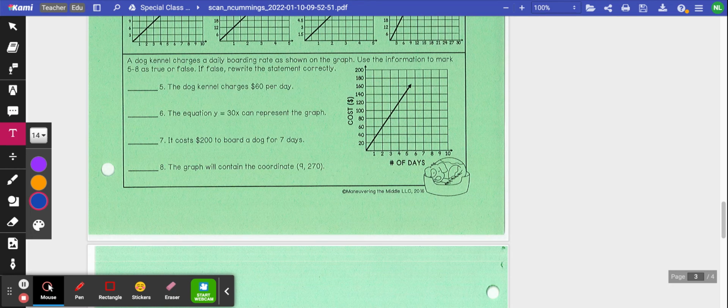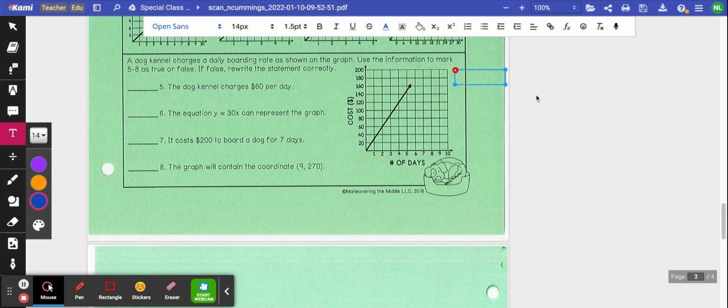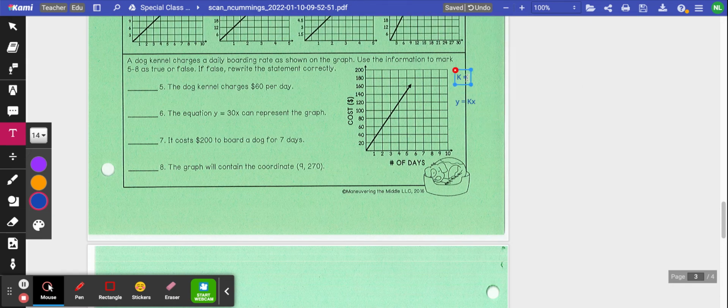Last question, a dog kennel charges a daily boarding rate as shown on the graph. Use the information to mark 5 through 8 as true or false. If false, rewrite the statement correctly. Some things that you're going to have to do are, you should be finding the K. You should also be writing down what the equation is as well. So make sure you find those 2 things by using this graph.